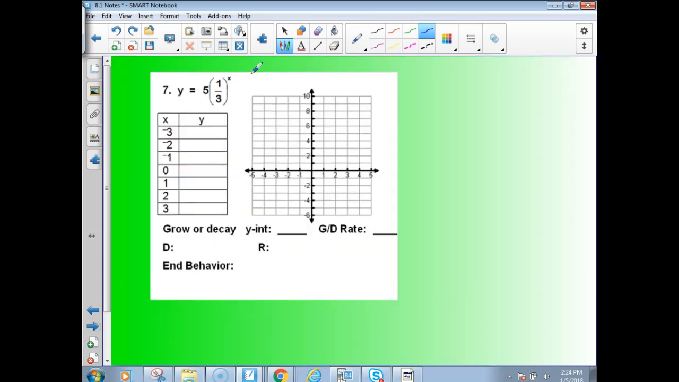No. Okay. All right, so we should have A is 5 in this case, so 0, 5 should be on my graph. This is 1/3 to the positive x power, which is going to be decay because B is between 0 and 1. So the decay rate is 1/3. All right, the y-intercept, 0, 5. Domain, negative infinity to infinity. Plot 0, 5. And then let's get some more stuff. All right, I'll go ahead and help out with these values.